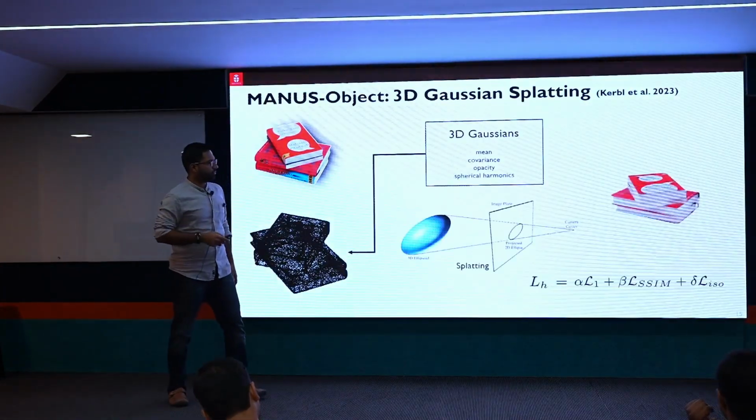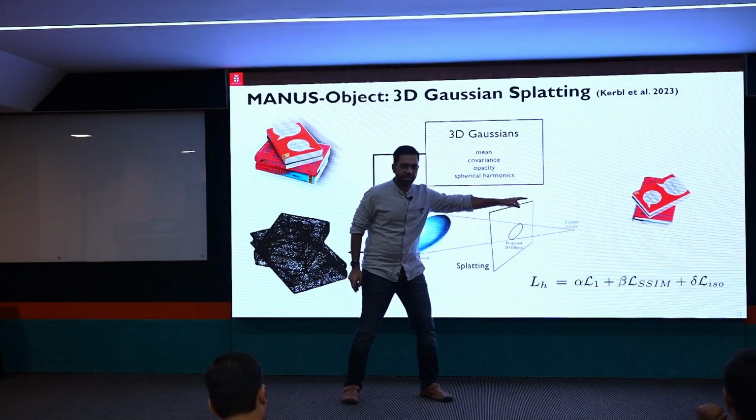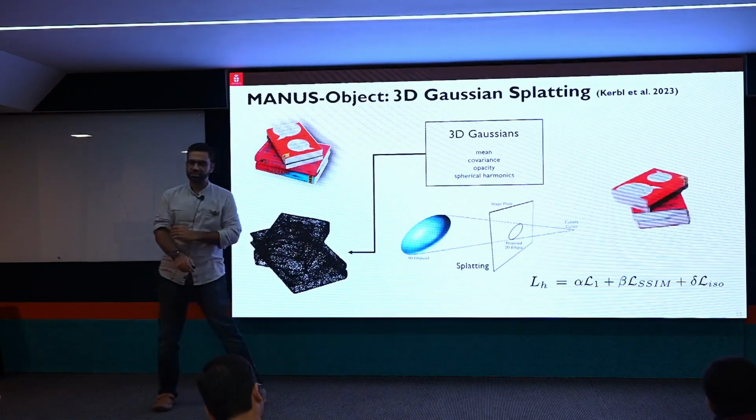Okay, so for rigid objects, we can create reconstructions like the one that you see on the right. All right. So that looks pretty good. It's a pretty faithful reconstruction of the collection of books that we have in the scene, right?